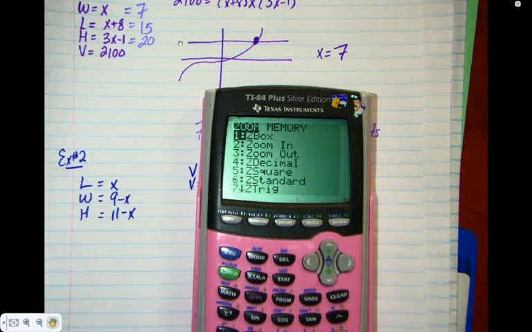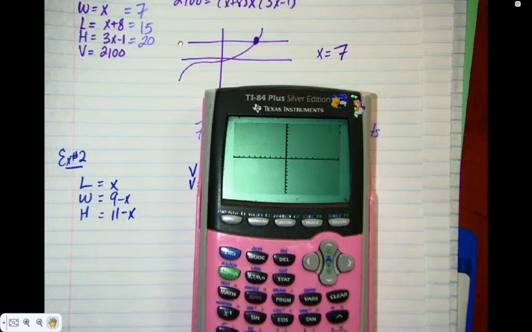Zoom. What do you want to pick? If you're never sure, go with Zoom Standard first. It's kind of our default. Did that give us a good picture of the graph? No, we just got that little chunk kind of off to the side. So obviously we need to change it.